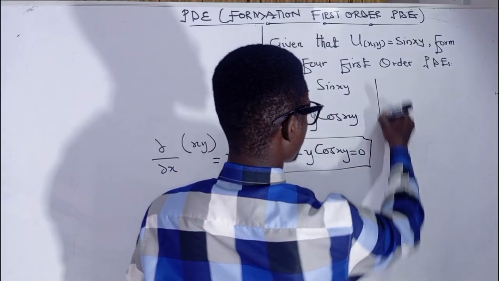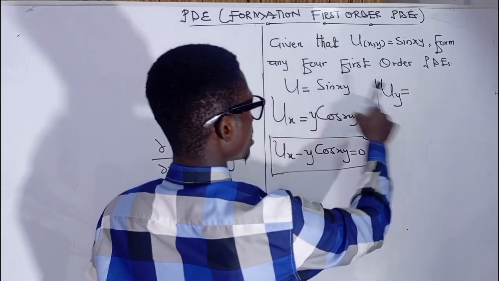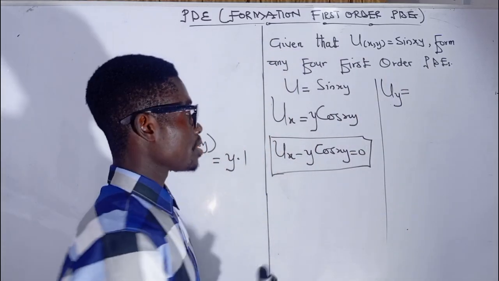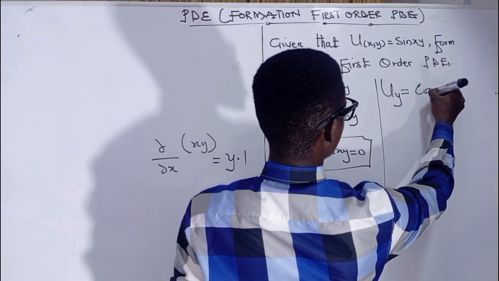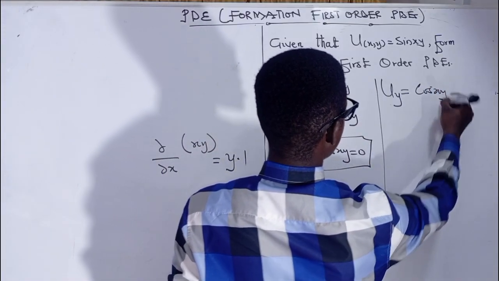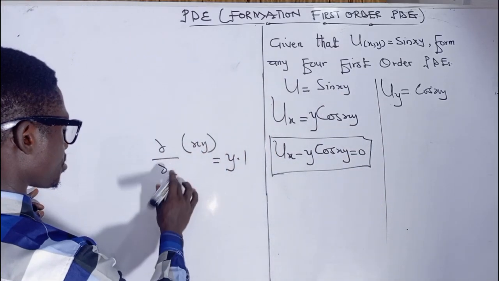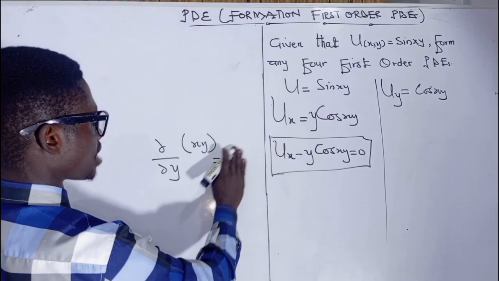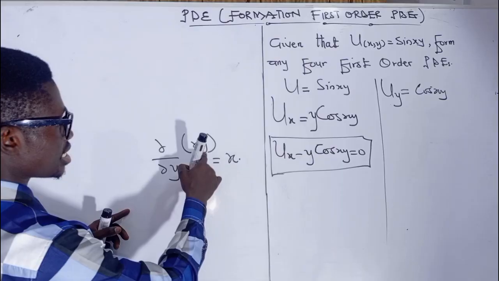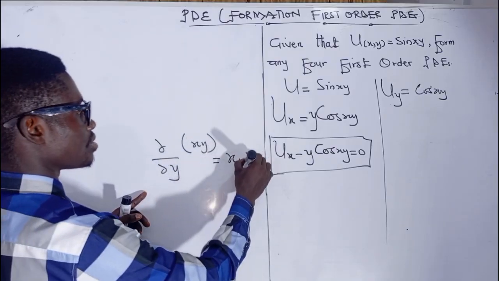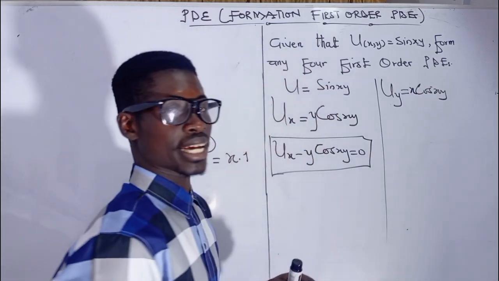Then we move on to taking the first partial derivative of the function u with respect to y. So we are going to differentiate the outside. When we differentiate sin, we get what? cos. Then we have xy. Then we differentiate the inside with respect to y. So we are going to keep the x as a constant. Then we differentiate y with respect to y, and that's going to give us 1. So we are going to have x cos(xy).